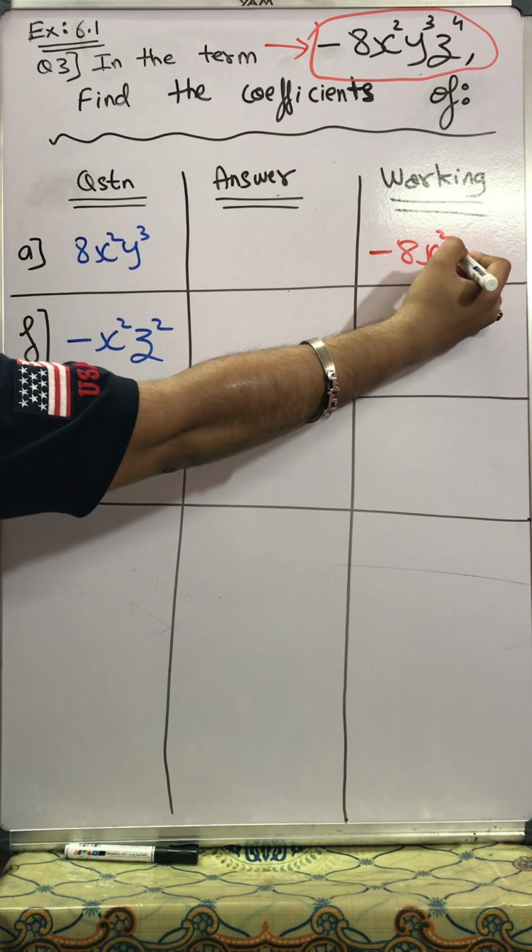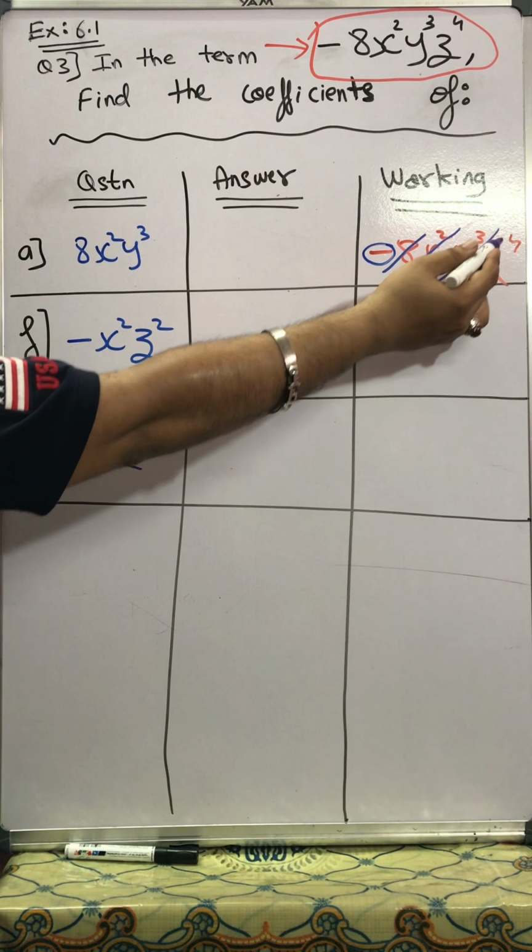Okay, now let's check. I have 8 here, and here only one time 8 is there. So we cannot say that 8 is the coefficient of this. So 8 gets struck off. Here I have x square, here also I have x square, so I'll strike off this x square. Here I have y cube, here also I have y cube, so I'll strike off this. So what other numbers and alphabets are remaining? If we remove 8x square y cube from this term, one time minus is remaining and z raised to 4 is remaining.